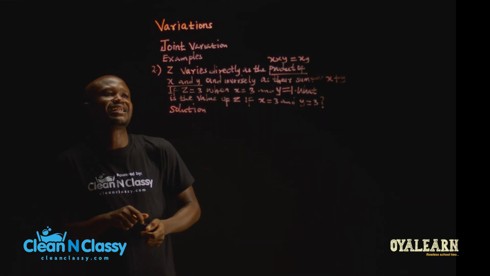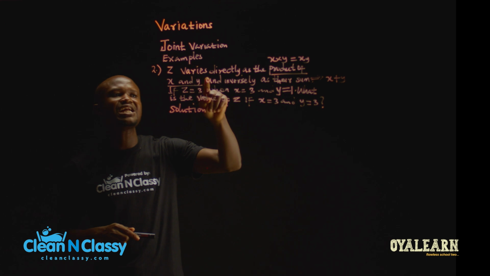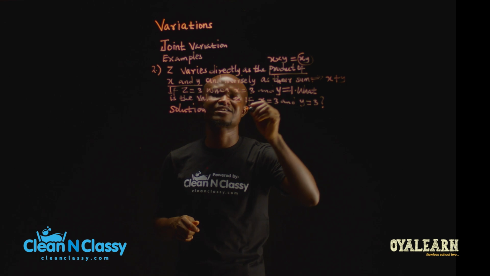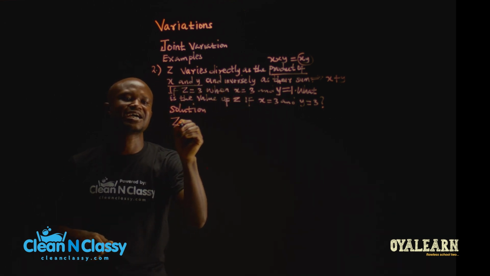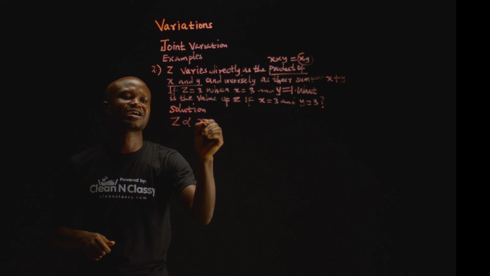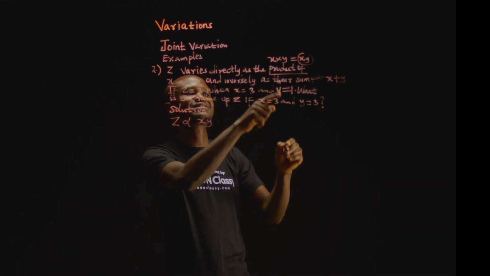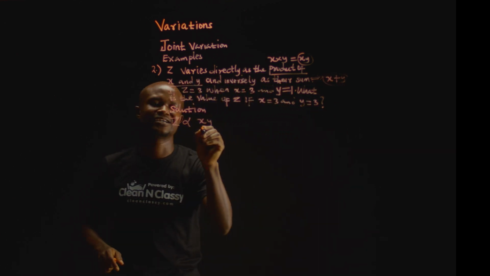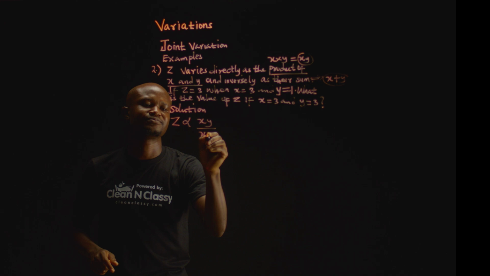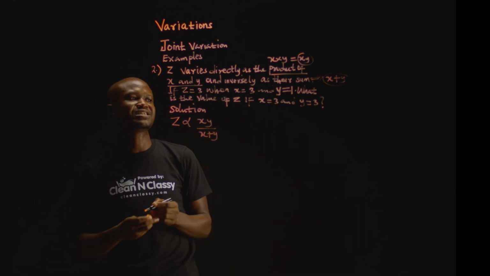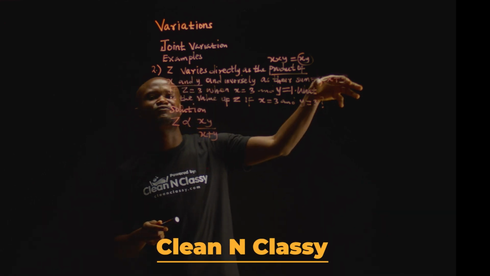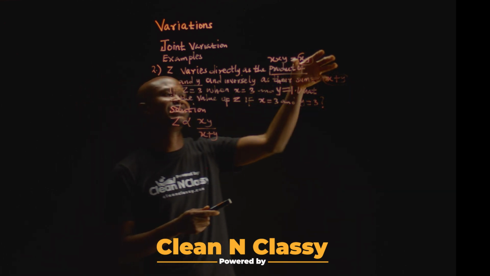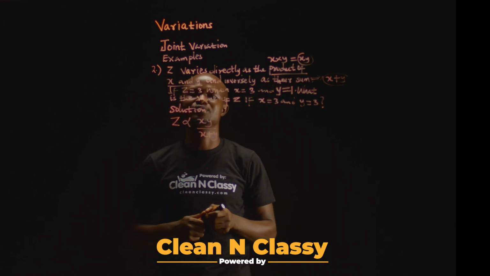Now we can reframe the question. Z varies directly as what? As XY. So we can write Z varies directly as XY, and inversely as their sum, that is inversely as X plus Y. It will be divided by X plus Y. Anything inversely, that particular variable or expression will be at the denominator. Directly will be at the numerator.